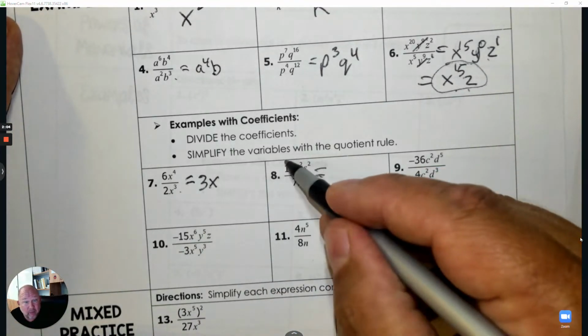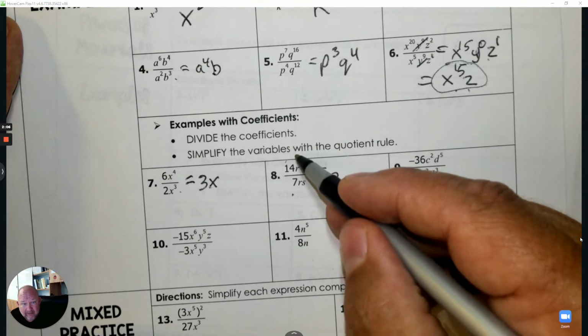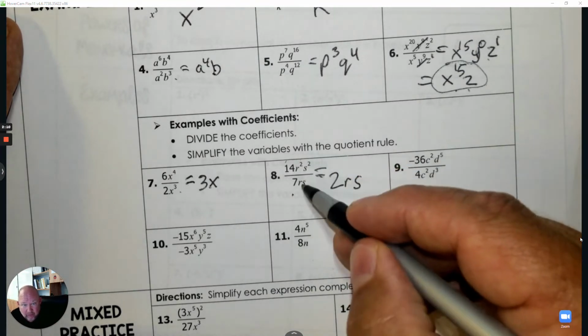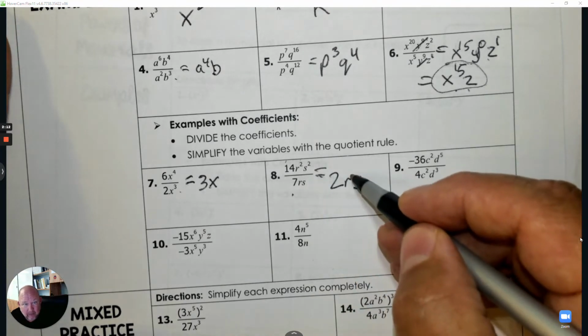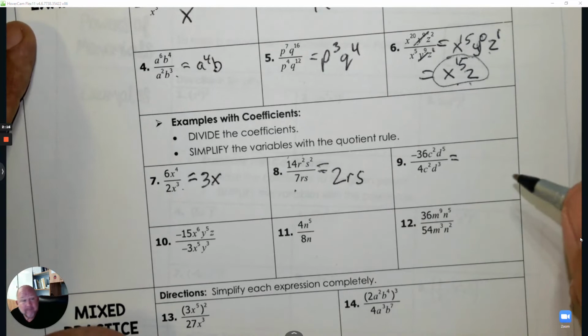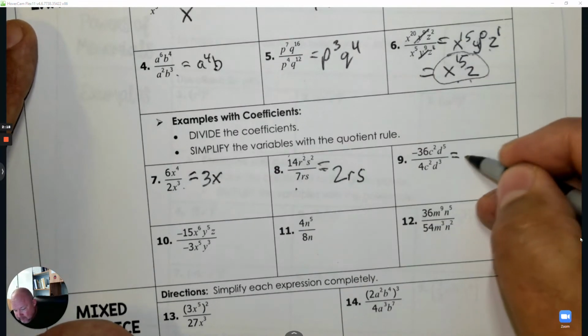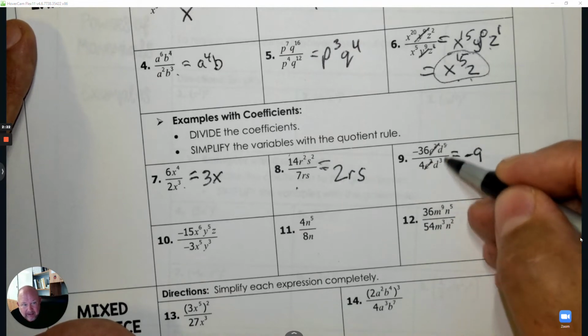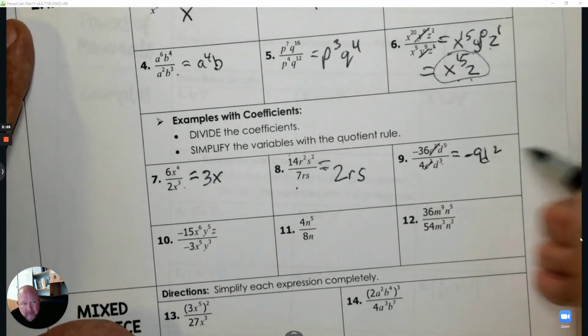Let's try it again. 14 divided by 7, and then subtract. That's r to the 1 and s to the 1. So 2 take away 1, 2 take away 1. I don't need the 1s there. All right, negative 36 divided by 4. Divide. That's negative 9. Again, these divide out, and then 5 take away 3 is d squared.